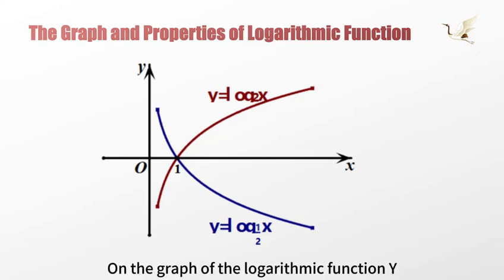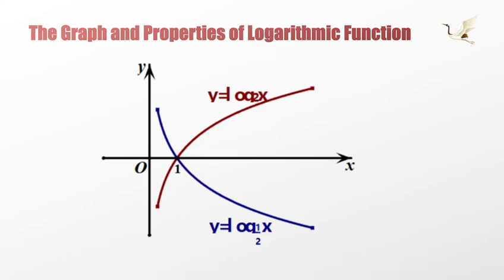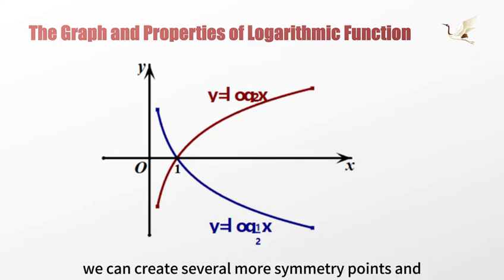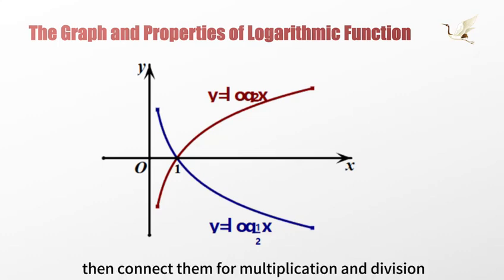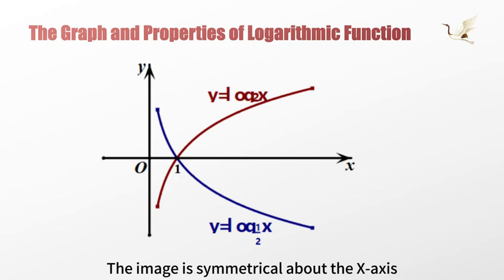On the graph of the logarithmic function y equals log base one half of x, take any point M as a symmetry point. Based on symmetry, we can create several more symmetry points and then connect them. Everyone, take a look. The image is symmetrical about the x-axis.